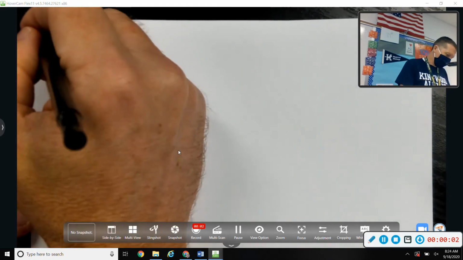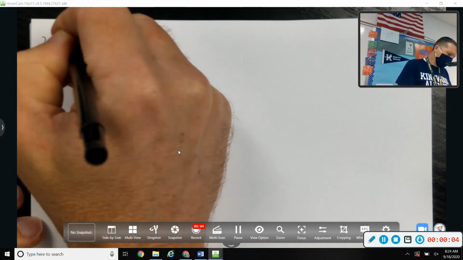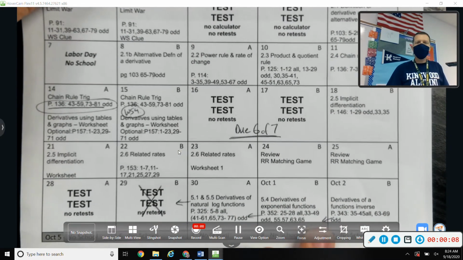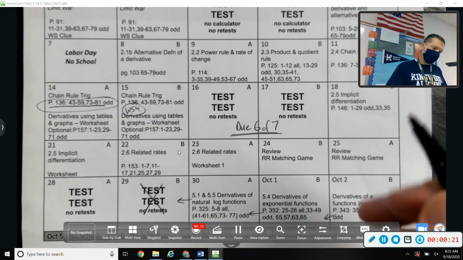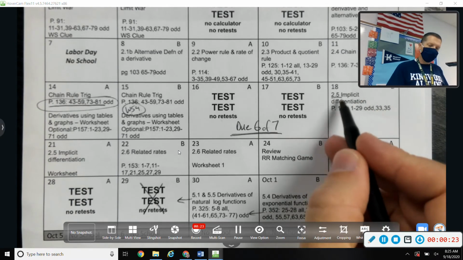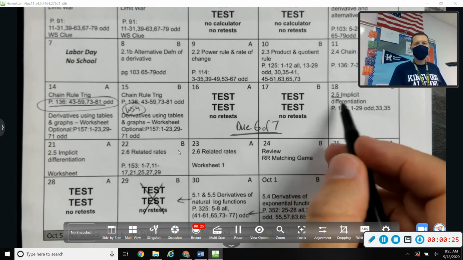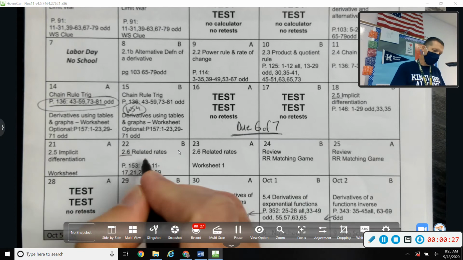Alright, so let's start with implicit differentiation. Actually, let me back up a second. Let's look at the calendar so people online can see the calendar. This next unit has 2 sections in it, which you probably know right away is good news and bad news, right? It's good news because it's only 2 sections. It's 2.5, which is implicit differentiation. Sounds complicated. 2.6 is related rates.